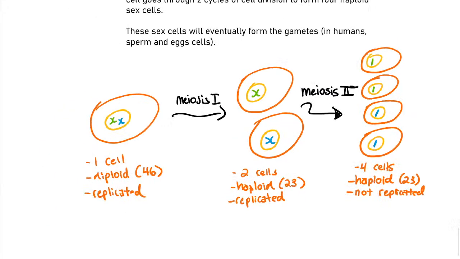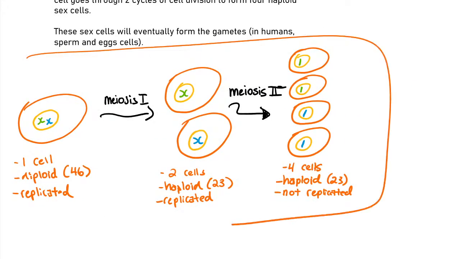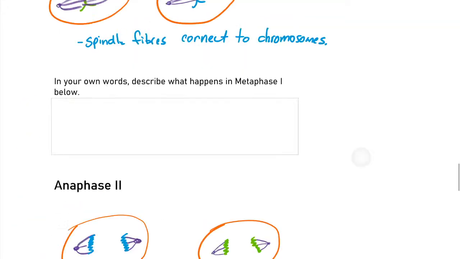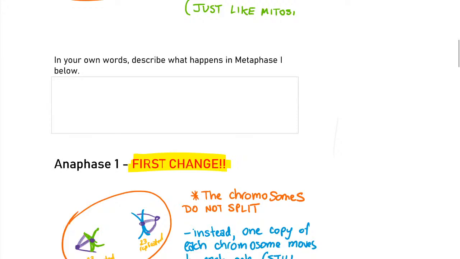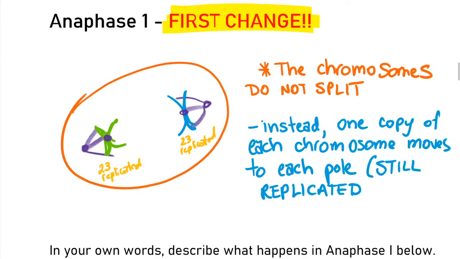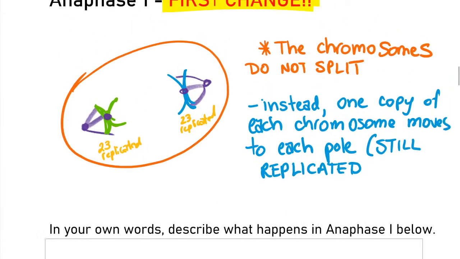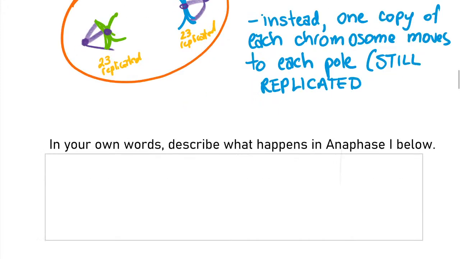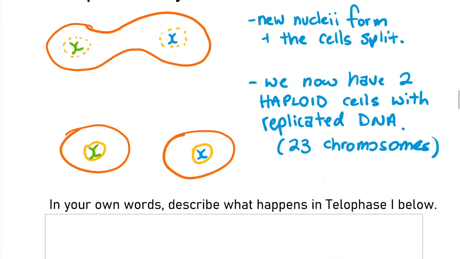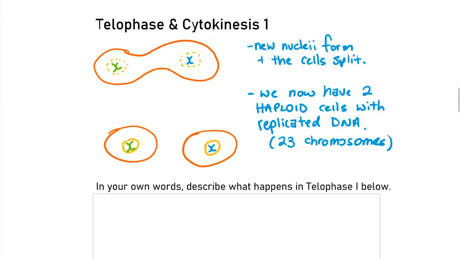But here is at least a really broad overview of what happens in meiosis, and the reason it is different, the reason we don't just end up with what normally happens in mitosis, is really all about this change in Anaphase I, where instead of splitting in half each chromosome, in fact, one copy of each chromosome still stuck together, still replicated, goes to each pole. And instead of getting 2 diploid cells as a result, we end up getting 2 haploid cells that are still replicated as a result.